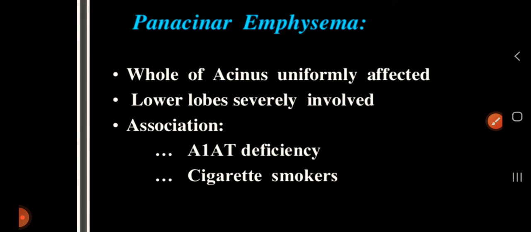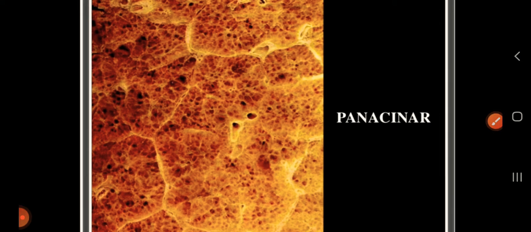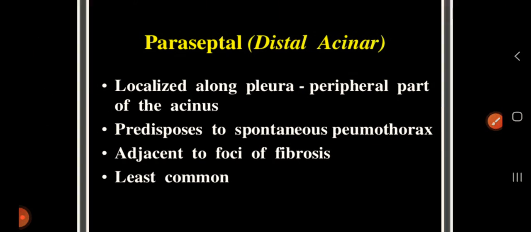If I talk about the panacinar emphysema, the whole of the acinus is uniformly affected. Lower lobes are more commonly involved. It has a great association with alpha-1 antitrypsin deficiency as well as cigarette smoking. Here is the picture of the panacinar emphysema.